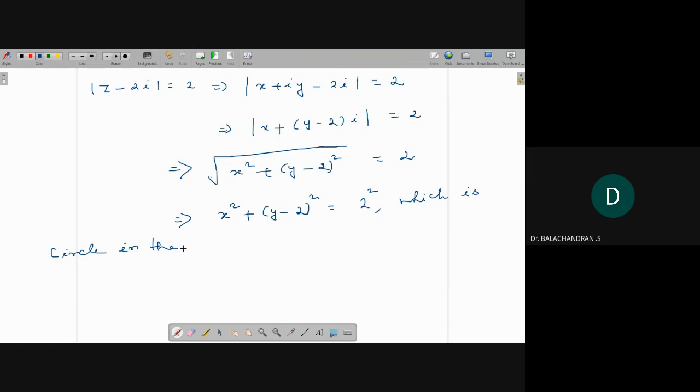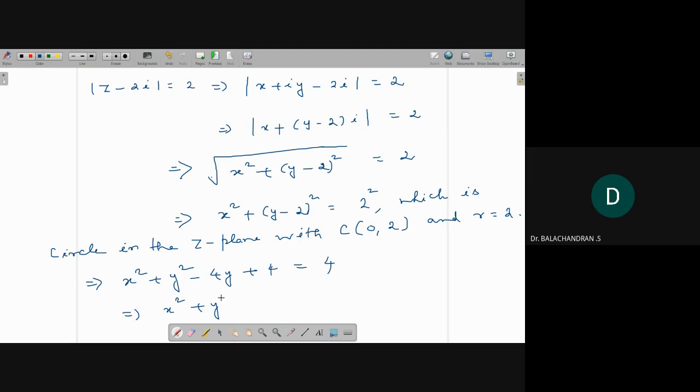So this is a circle in the z plane, with the center C at (0, 2) and the radius R equal to 2. Now I am going to simplify this equation further. x square plus y square minus 4y plus 4 equal to 4, or you can write x square plus y square minus 4y equal to 0.